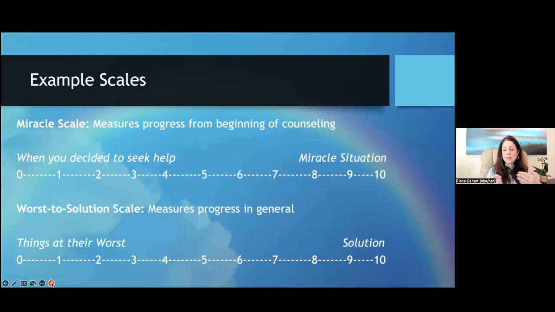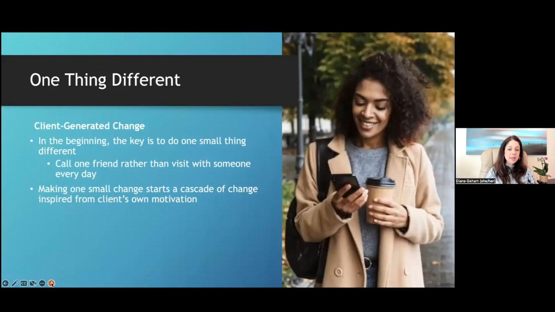So you have these different scales that you can work with, but in solution oriented therapies, your 10 is always the positive outcome. Other approaches like CBT, it can be reversed. But that's just always how they work. So especially for your pessimistic clients, one thing different.